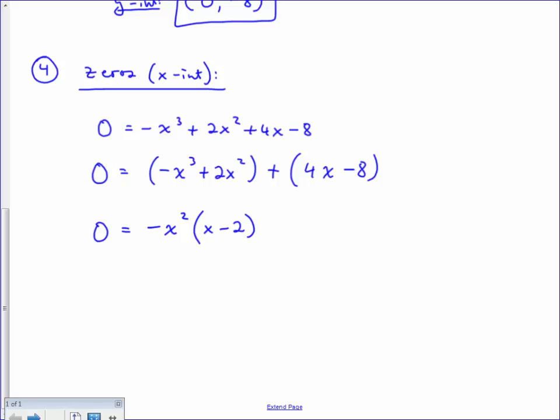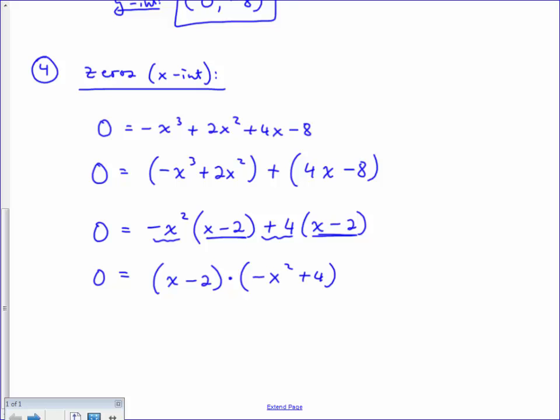Out of the second group, I could factor out a 4. So I'm going to factor out a positive 4. That would leave me with x minus 2. My general goal in factor by grouping is to make sure these 2 factors match. If they do, I write that factor once, and then I multiply by whatever I have left over. So in this case, negative x squared plus 4.